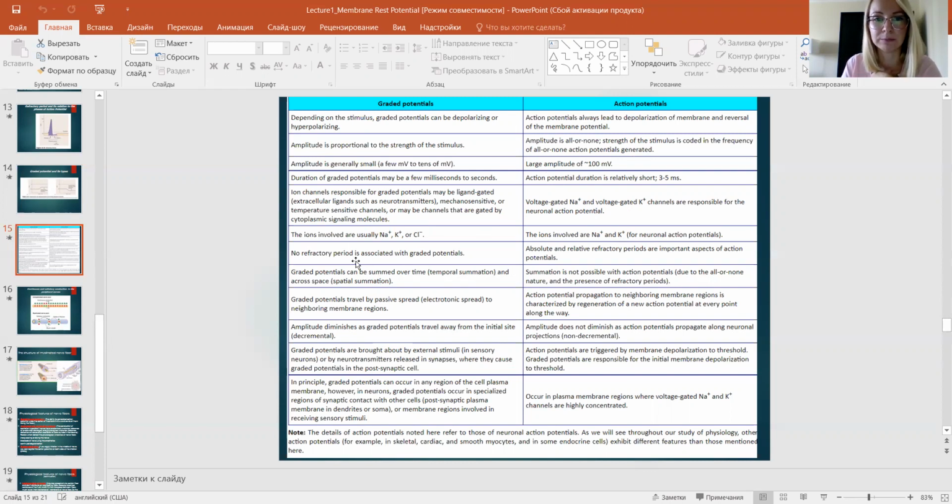Graded potential can be summed up, temporal and spatial summation. In case of action potential, summation is not possible. Graded potential travels by electrotonic spread to neighboring membrane regions, and action potential propagation to neighboring membrane regions is characterized by regeneration of a new action potential at every point along the way. So action potential can spread to long distances, whereas graded potential always remains local.